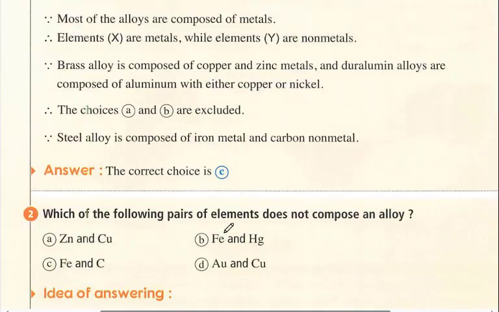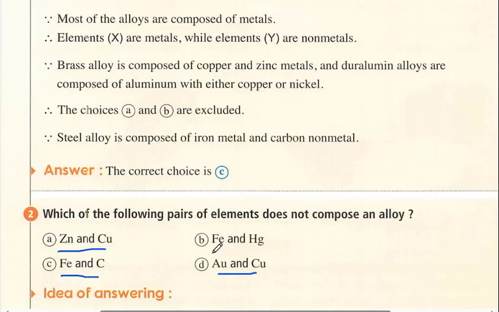Which of the following pairs of elements does not compose an alloy? Zinc and copper make brass; iron and carbon may form an interstitial alloy in steel, or cementite Fe3C, an intermetallic compound. Gold and copper form a substitution alloy.